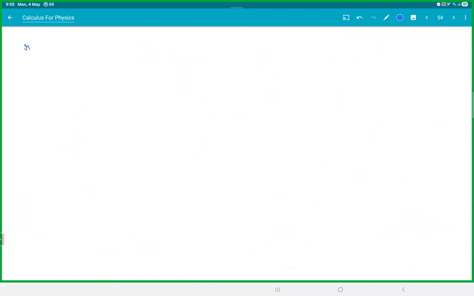So, R bar was simply R cos of ut by R i cap plus R sin of ut by R j cap. With u equal to 1 and R equal to 1, your R bar was simply cos t i cap plus sin t j cap.